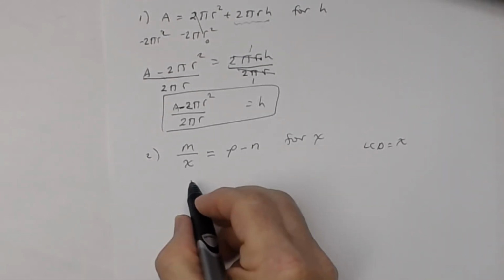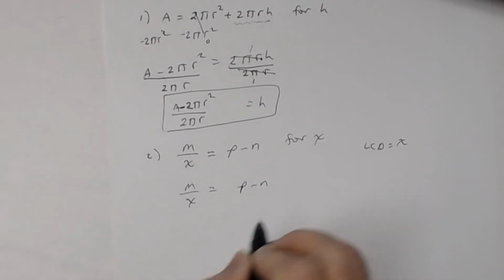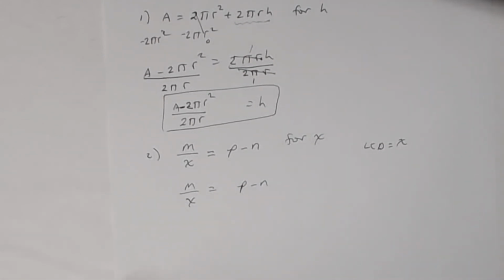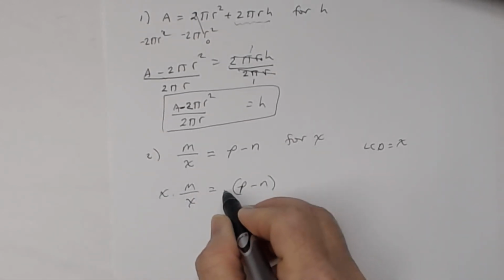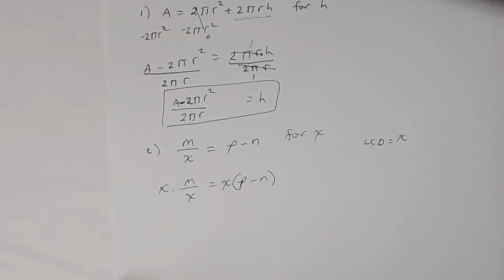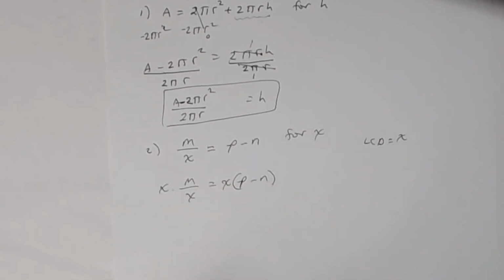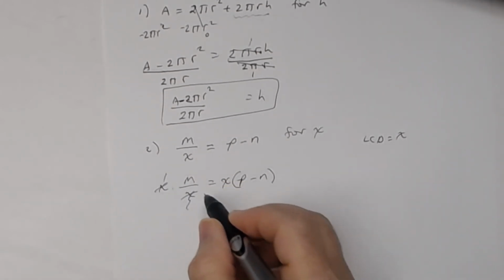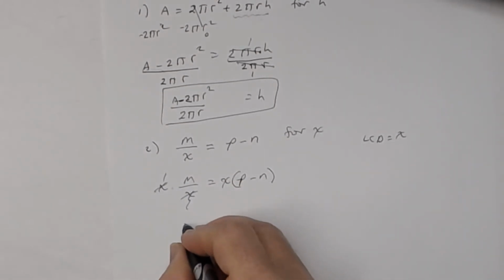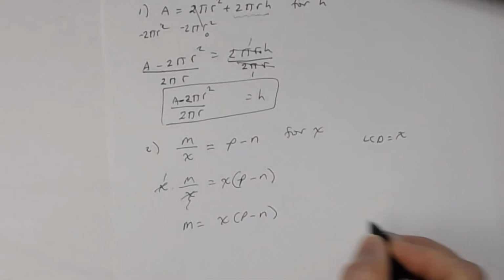Now what you can do next is multiply both sides by that least common denominator. So then you're going to say times x, and then all of this has to be multiplied by x. Make sure you put that in parentheses, because all of that right-hand side, which has two terms, has to be multiplied by x. And then reducing here, I've now cleared the fraction. So what I now have is m equals x times p minus n.